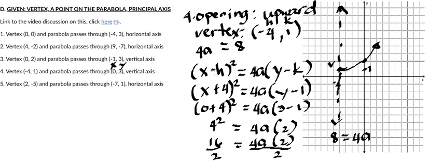And then going over to the standard equation, we are now replacing our 4a. So x plus 4 squared equal to 4a. We'll be writing that one with 8 times y minus 1.